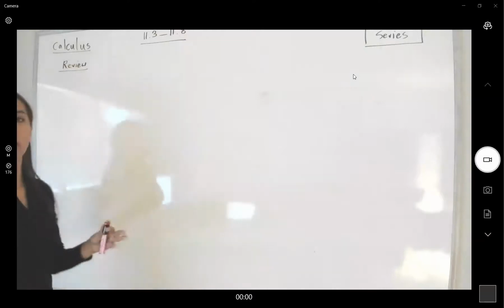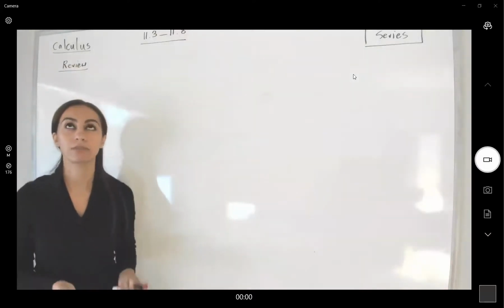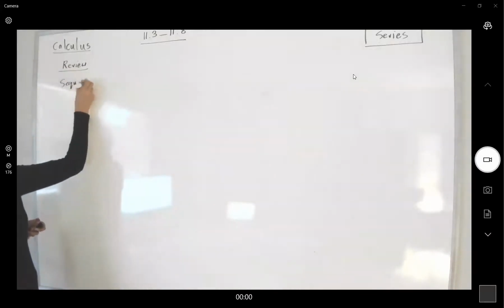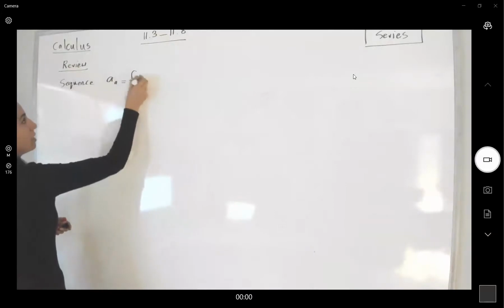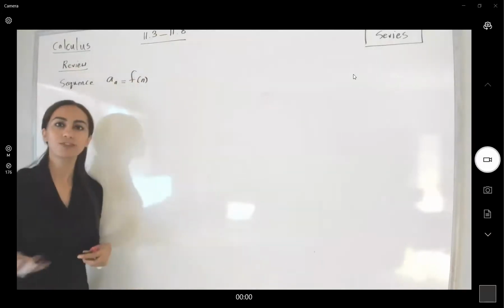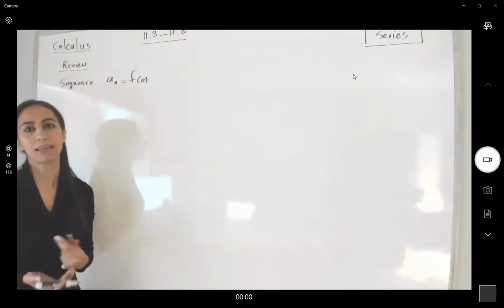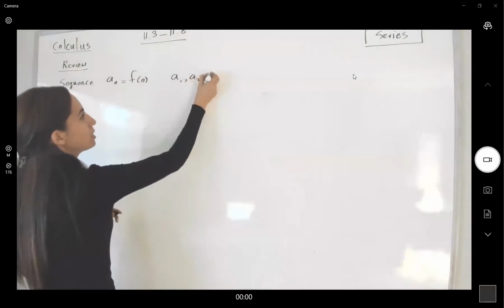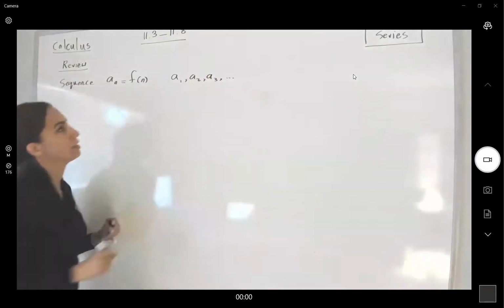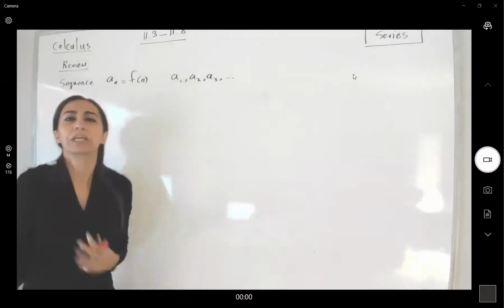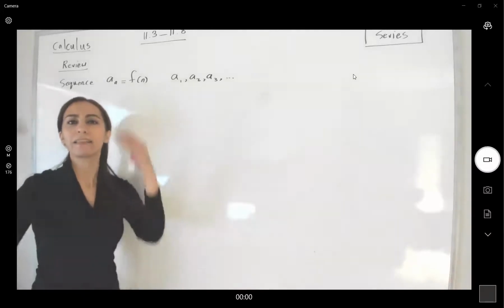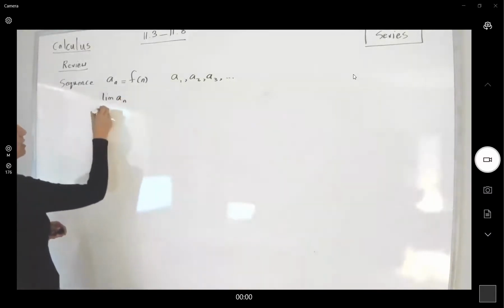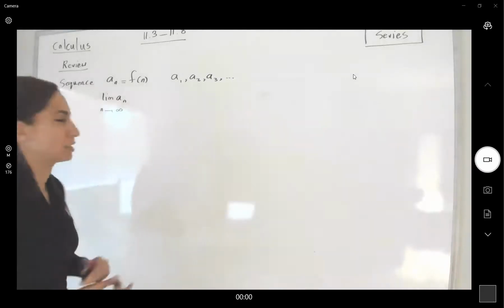We learned that we define a function that we call a sequence. A sequence is a function f of n with domain the natural numbers. We have the terms of the sequence, a sub 1, a sub 2, a sub 3, and so on. We're interested in understanding the behavior of a sequence while n goes to infinity, so we're interested in finding the limit of a sub n as n approaches infinity.